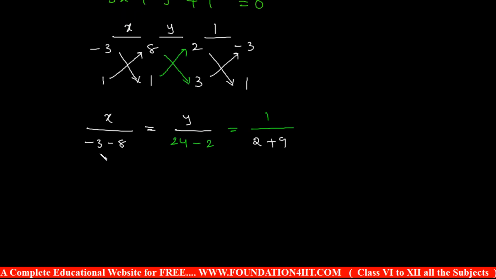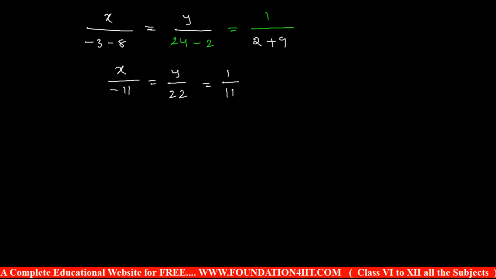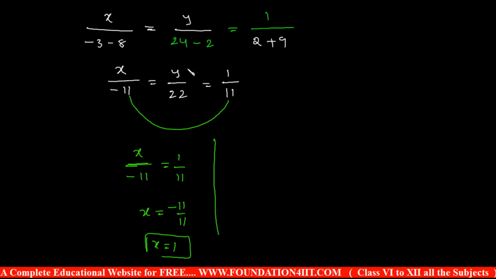Let's simplify this. x by minus 11 is equal to y by 22 is equal to 1 by 11. From this you can find out the x and y values. Just take the first and last as one set. x by minus 11 is equal to 1 by 11. So x is equal to minus 11 by 11. Then x is equal to 1. Here we got the same. Second and third you can take. y by 22 is equal to 1 by 11. Then y is equal to, take the right side, 22 by 11. Then y is equal to 2.